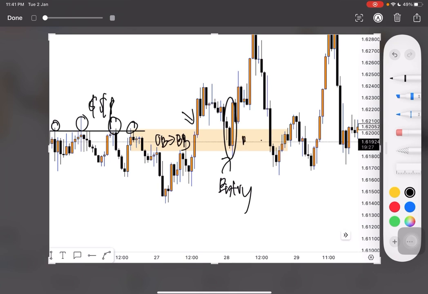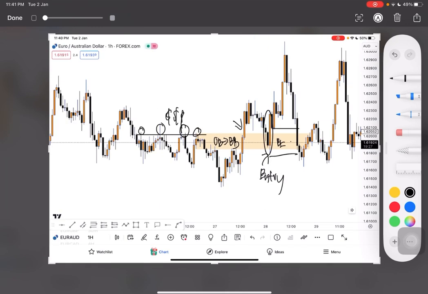This is what we call a bullish engulfing. So you can entry here, your SL here, and your TP will be on the previous high, which is around this area. Alright, so this is how we can trade order blocks and breaker blocks.